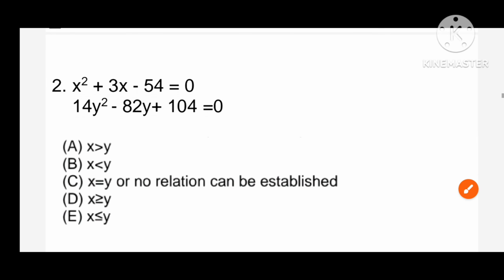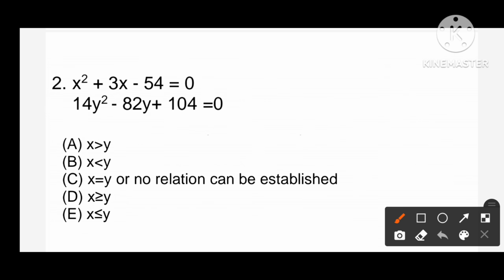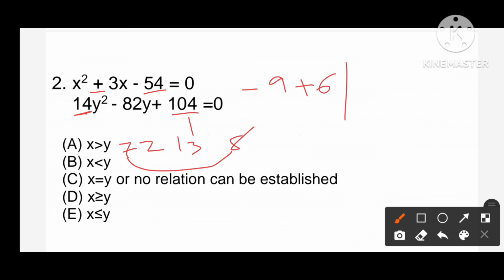Next, question number 2. Here 54. So 9 times 6. Plus and minus means minus and plus are the root signs. Next one, 14 and 104. We can write this as 13 times 8. This can be written as 7 times 3, 7 times 2. So what we can do is 8 times 7 is 56 and 26. We get the value of 82. So 56 and 26 are the roots. Minus and plus means both the root signs will be positive.